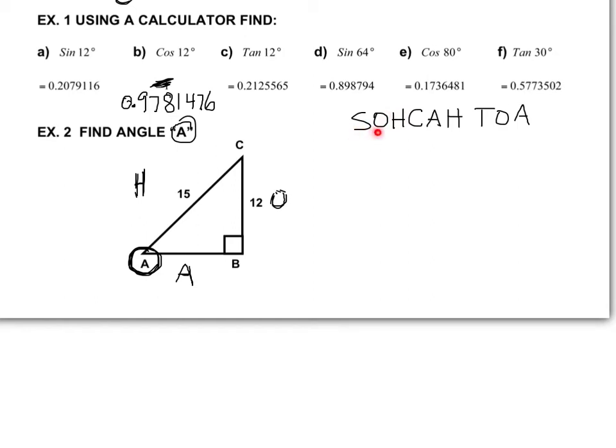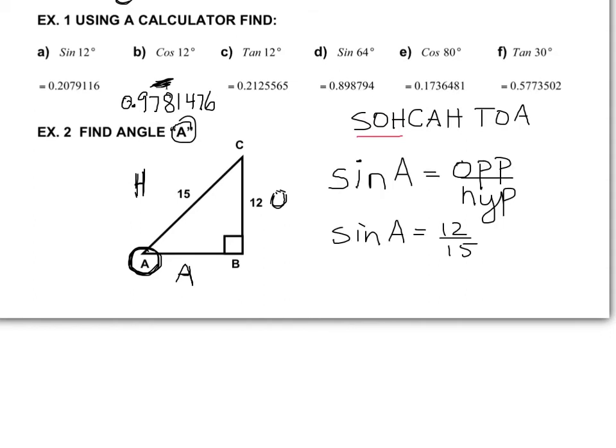So we're dealing with this portion of SOHCAHTOA. Sine is opposite over hypotenuse. That's what this piece of SOHCAHTOA says. Sine is opposite over hypotenuse. So let's write that out.